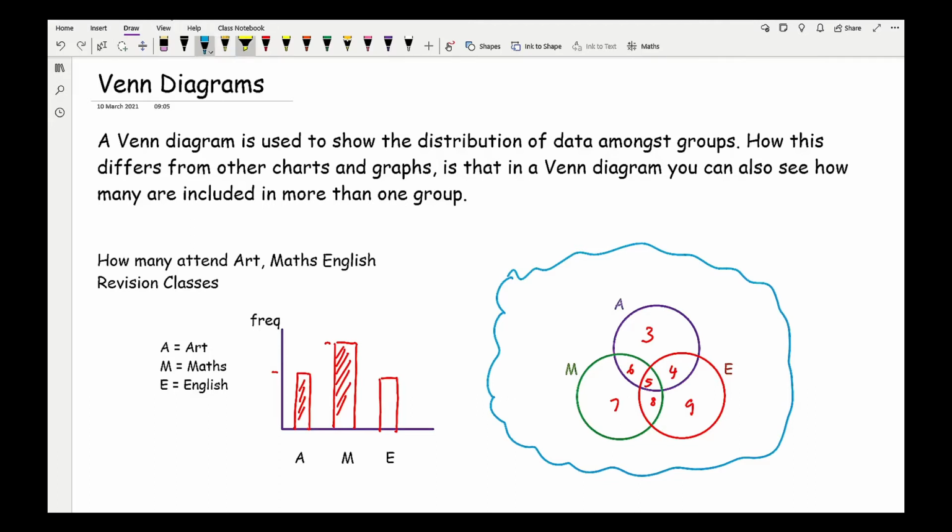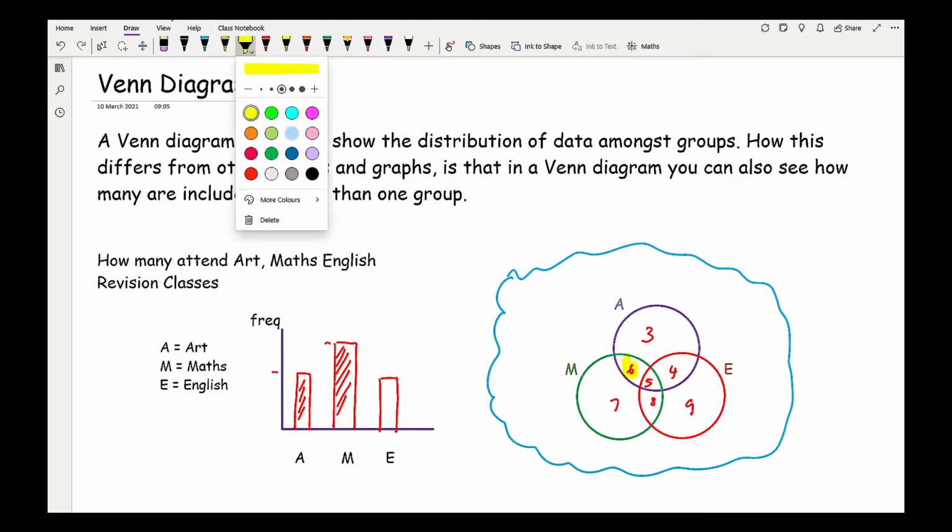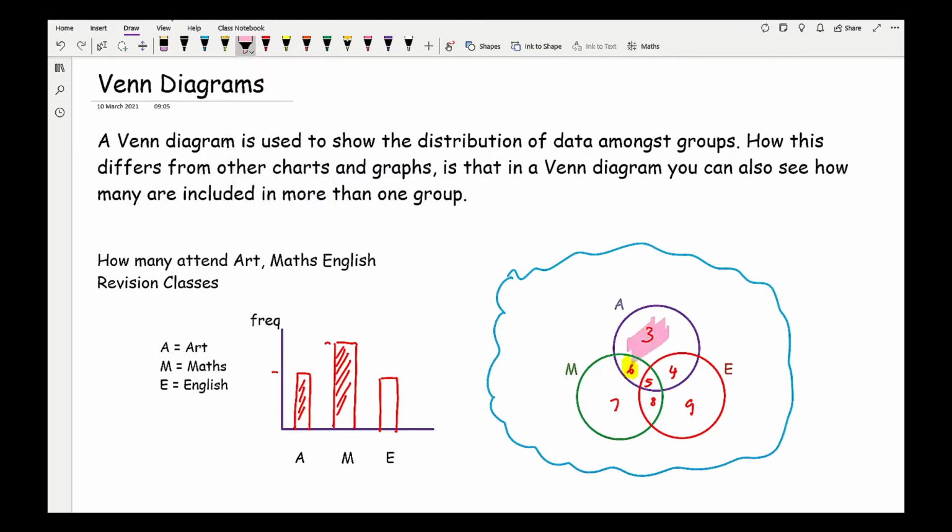So if I get the highlighter, I know that these 6 people went to both art and maths because they're included in both circles. If I add up all of these numbers, that would be how many people went to art revision classes. So that would be 9, 13, 18 students went to art. I could ask how many students went to just maths and no other revision classes, and the answer there would be 7.